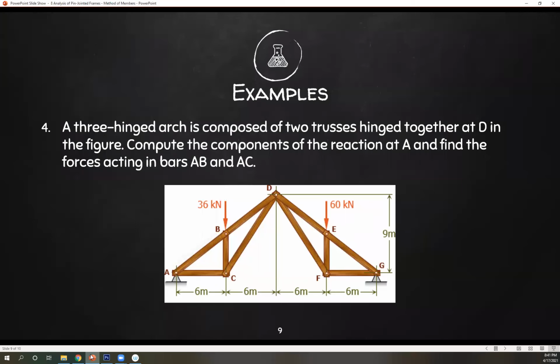You have something that looks like a truss, so it's a bit similar to your method of joints and sections. Let's see. A three-hinged arch is composed of two trusses hinged together at B in the figure. Compute the components of the reaction at A and find the forces acting in bars AB and AC. So we're looking for the components of the reaction at A, and then the force in AB and AC. Okay, so let's analyze.